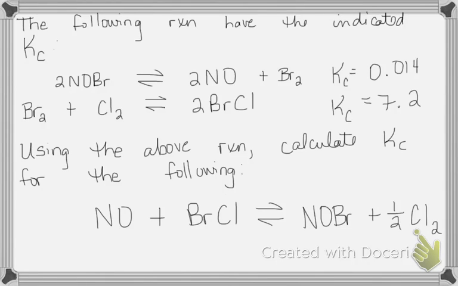That's what I wanted the problem to be. Okay, so I've got to get these top two equations to add up to look like what I have on the bottom. When the equations add up to look like NO plus BrCl yields NOBr and half of Cl2, well then I can multiply the Kcs together.